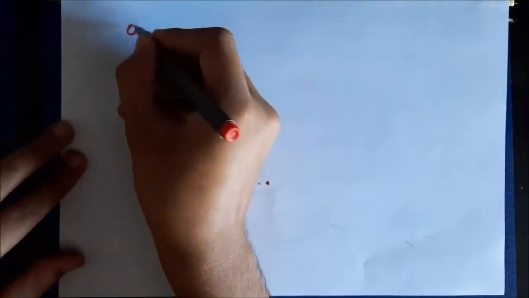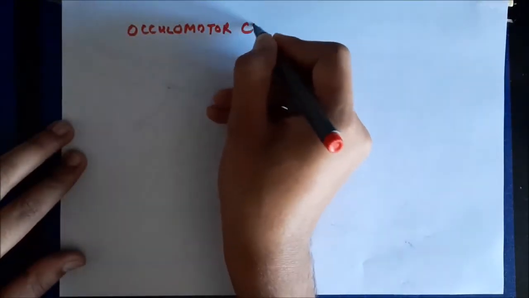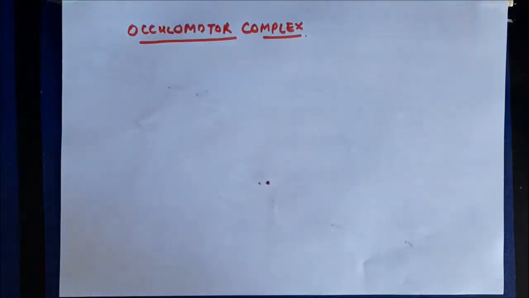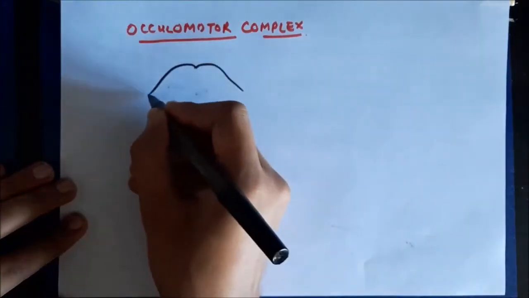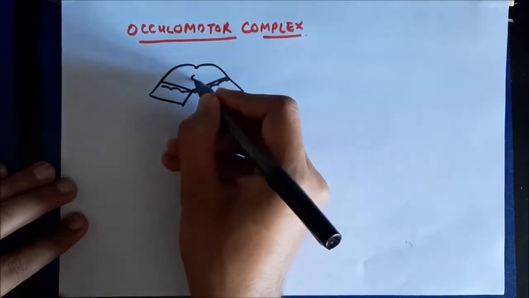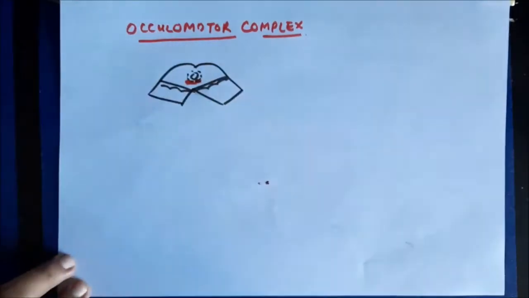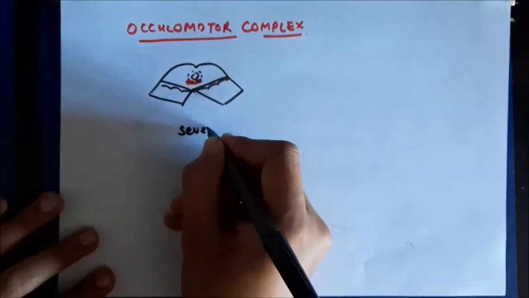Now let us discuss the oculomotor complex in detail. Before starting this, let us again go through the location of the oculomotor complex in the section of midbrain at the level of superior colliculus. This is the crest cerebri, central aqueduct, periaqueductal gray, and here on the ventral aspect is the oculomotor complex from which the oculomotor nerve arises.